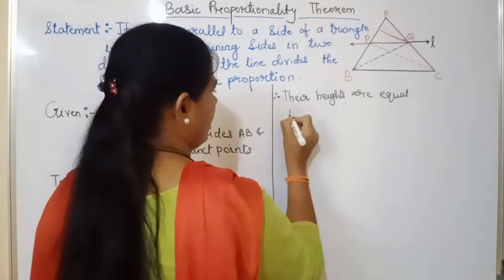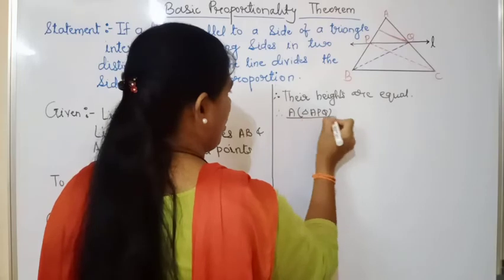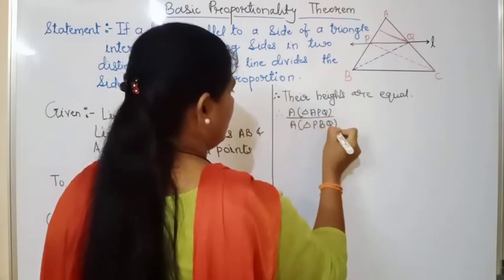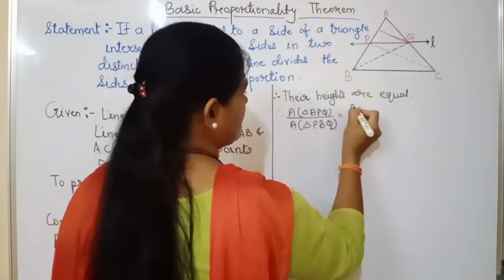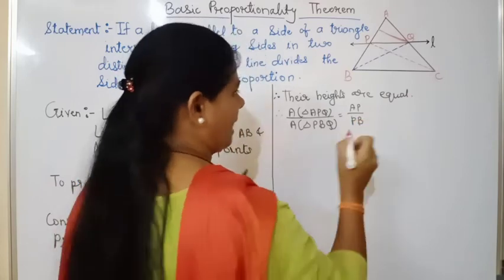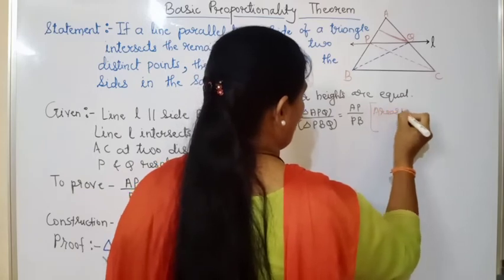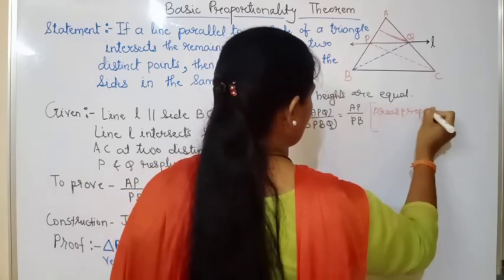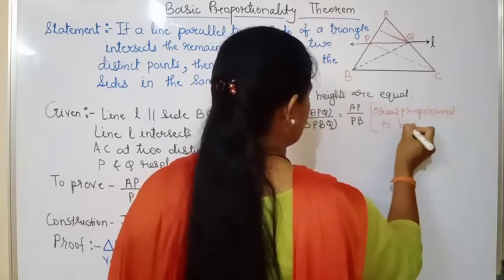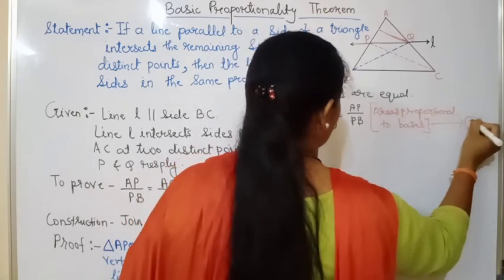As their heights are equal, the areas are proportional to their bases. Therefore, area of triangle APQ upon area of triangle PBQ is equal to AP upon PB. In bracket we will write the reason: areas proportional to bases. And we'll number it as number 1.